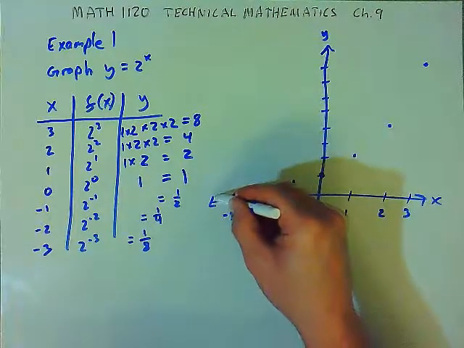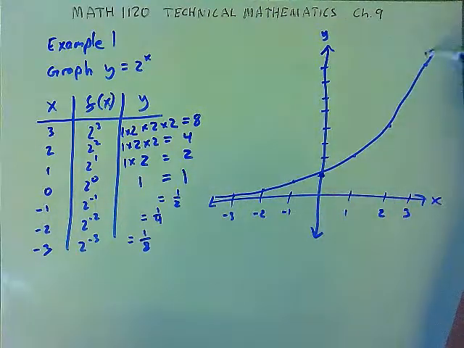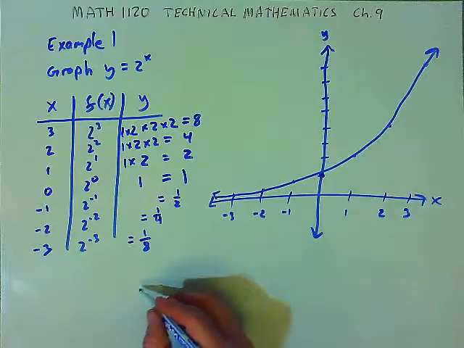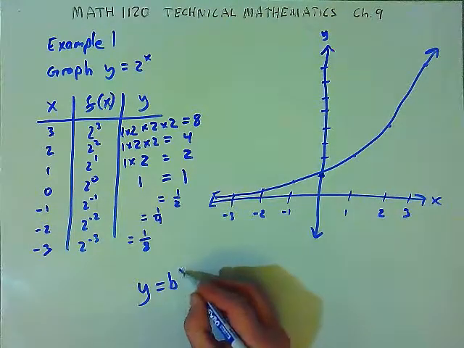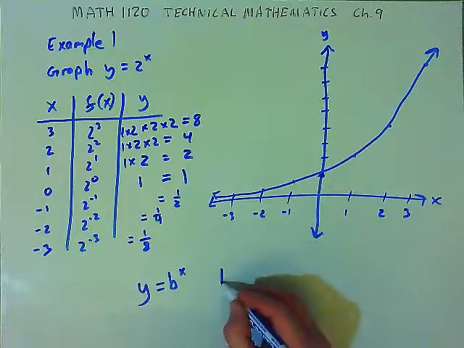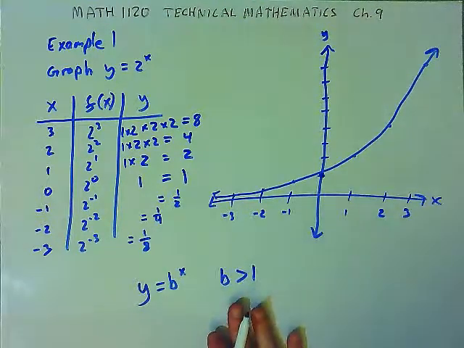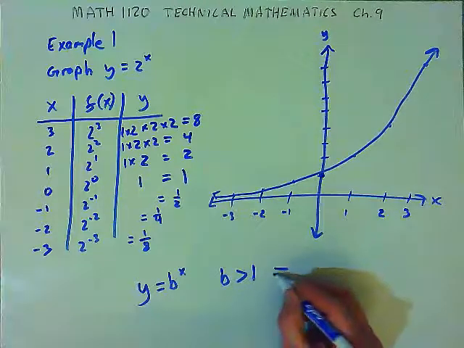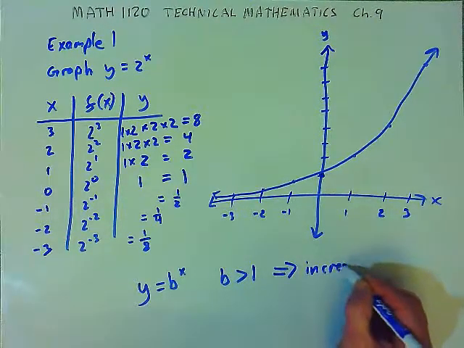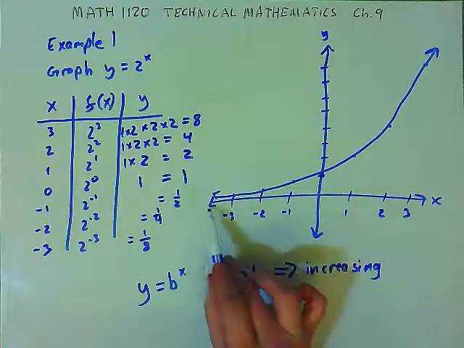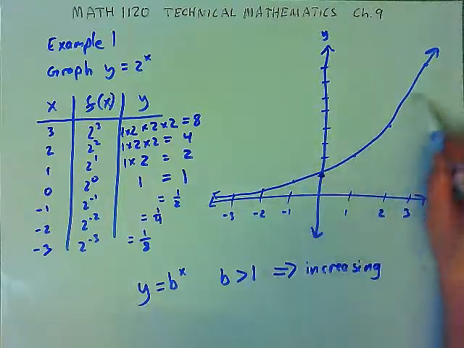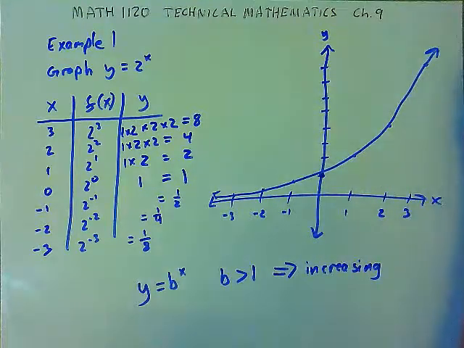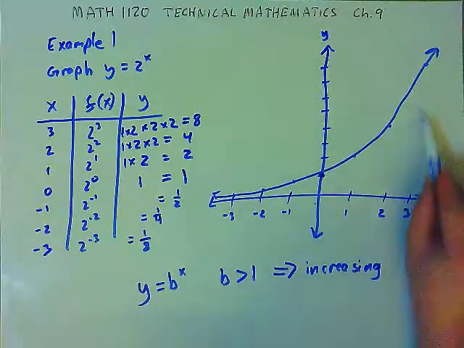And so we get a function that looks something like this. And so we call this the exponential function. And this is what an exponential function looks like when graphed out. So in general, we can say that for exponential functions that look like y equals b to the x, if b is greater than 1, generally we are going to have an increasing exponential function, meaning that as x increases, so does y. And so this graph has a positive slope all throughout the graph. As x gets bigger, so does y.